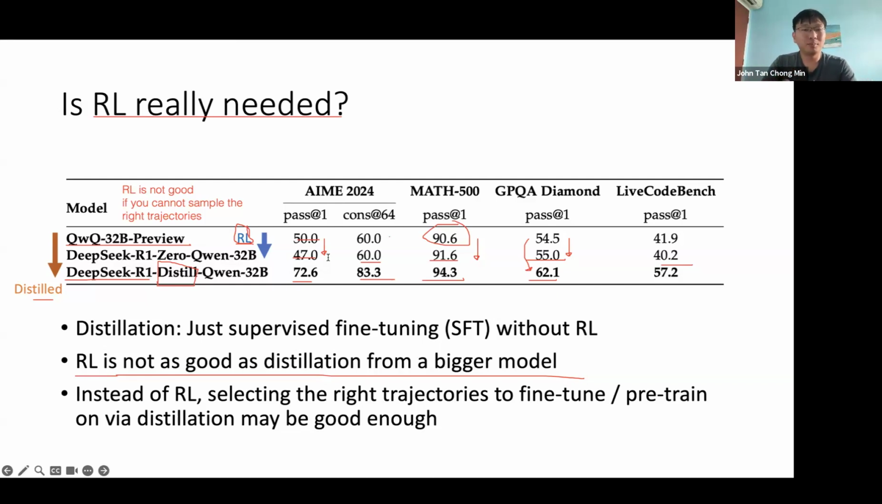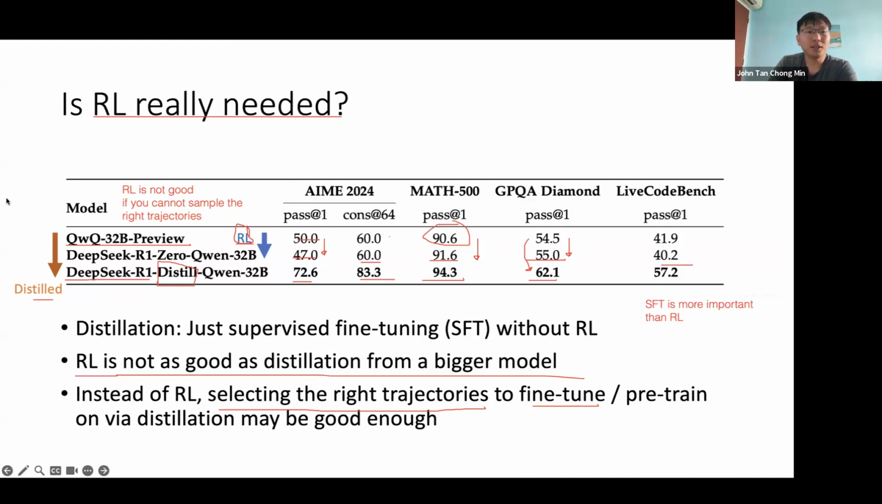But if you don't have even a good trajectory to sample from, you can see you can't really improve. Whereas if you just distill from a good model with good trajectories, you can improve, because of course this model is better. It has better trajectories to give you to learn. So there's a very interesting point here. Can we just select the right trajectories to fine-tune on? Because it looks like the SFT process is more important than RL here, because we actually bootstrap a better model with SFT. Can we just select the right trajectories to fine-tune on?